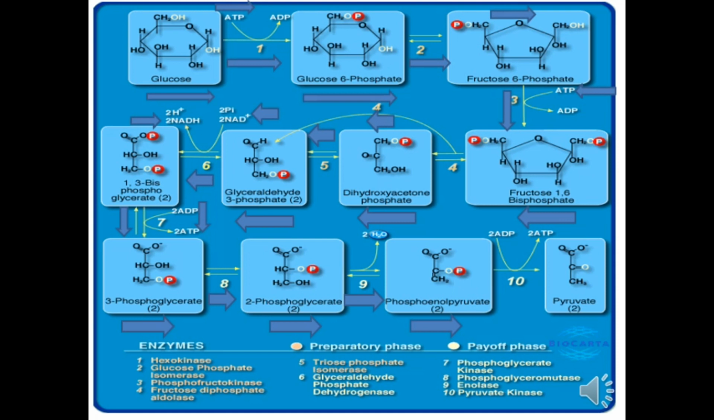In the last step, phosphoenol pyruvate is converted into stable pyruvate by an enzyme known as pyruvate kinase. And there is production of ATP again, as one phosphate group is removed from carbon 2 of phosphoenol pyruvate and taken by ADP to produce ATP. By this step, glycolysis is complete.